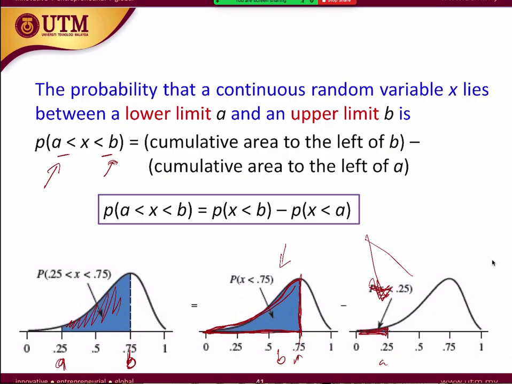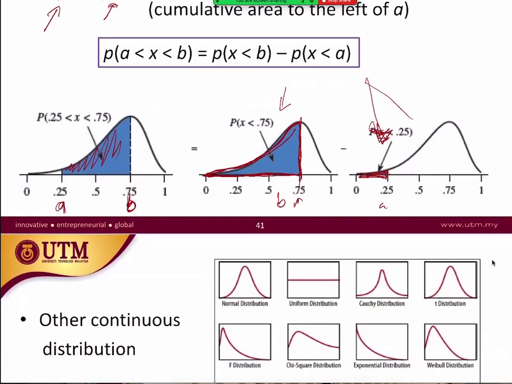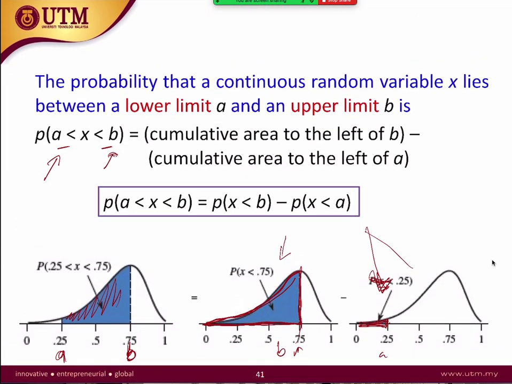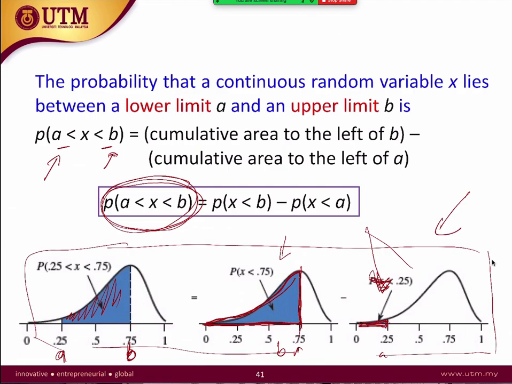Don't worry much about this. I think you will understand it more when we get into the exercises or the examples. You just need to remember this concept. To get the probability of x between certain numbers, we don't get it straight away from the graph. We need to do this type of solution. You need to find the probability of B and the probability of A. So B minus A, then you will get the probability of x between A and B. You just need to remember that.